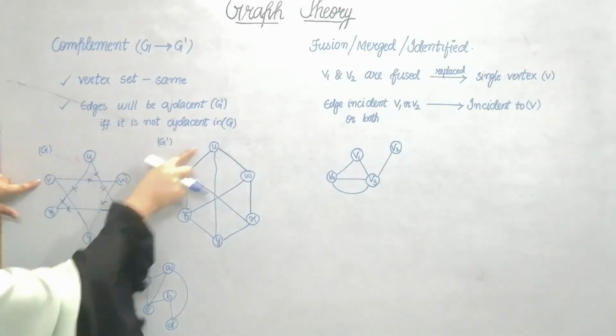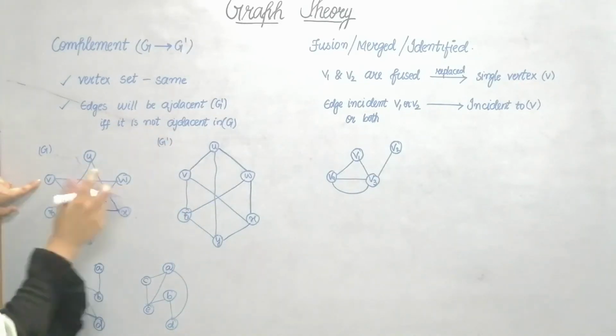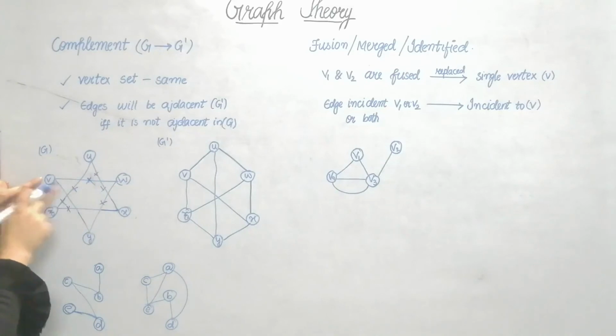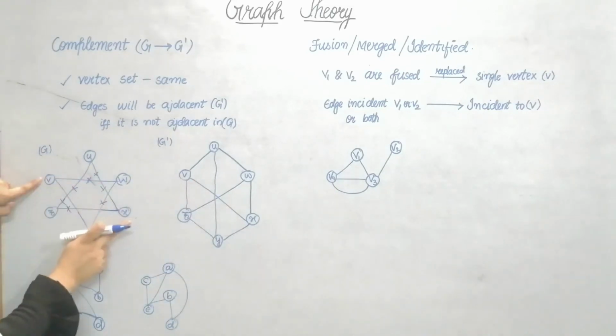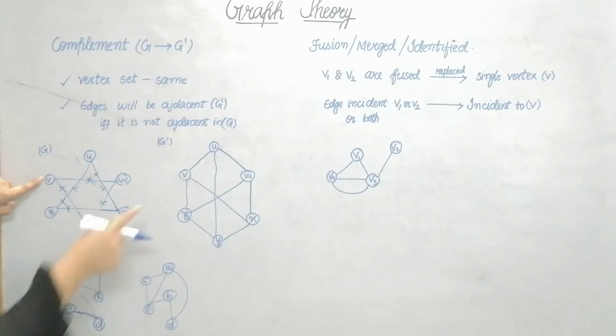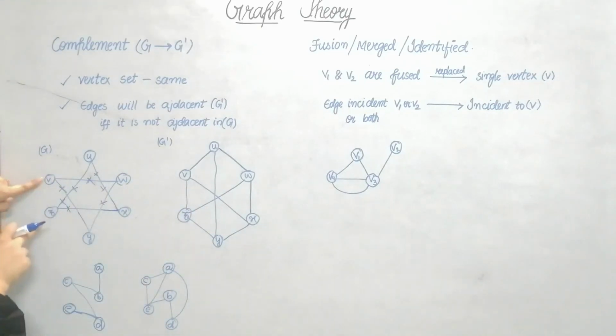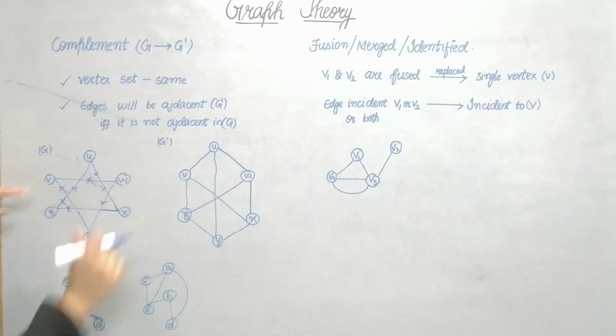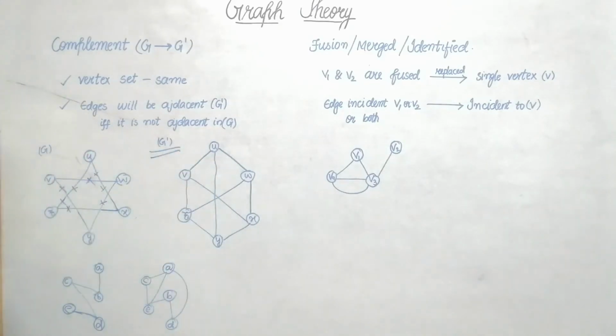V to U, done. V to W, we are not going to take it. Okay. V to X, we are not going to take it because it is adjacent here. Next, V to Y, we are not going to take it because it is adjacent. Now V to Z, it isn't there. We are going to take it. Done. So this is your final complement graph.